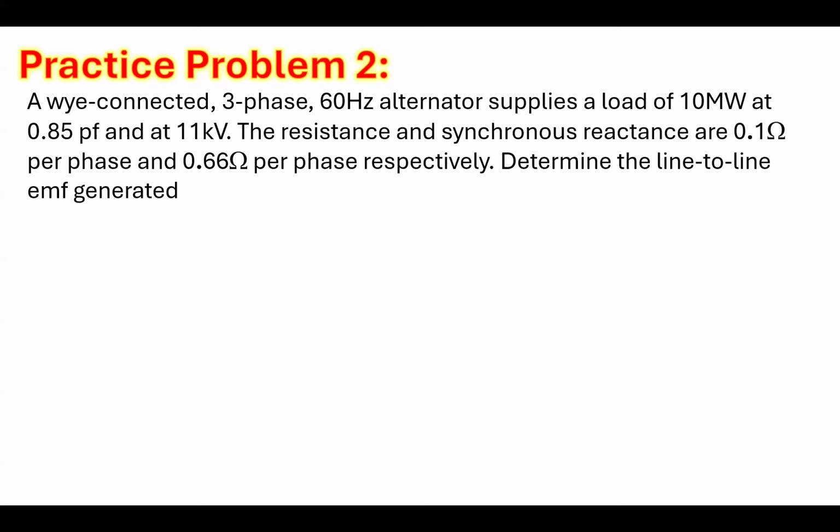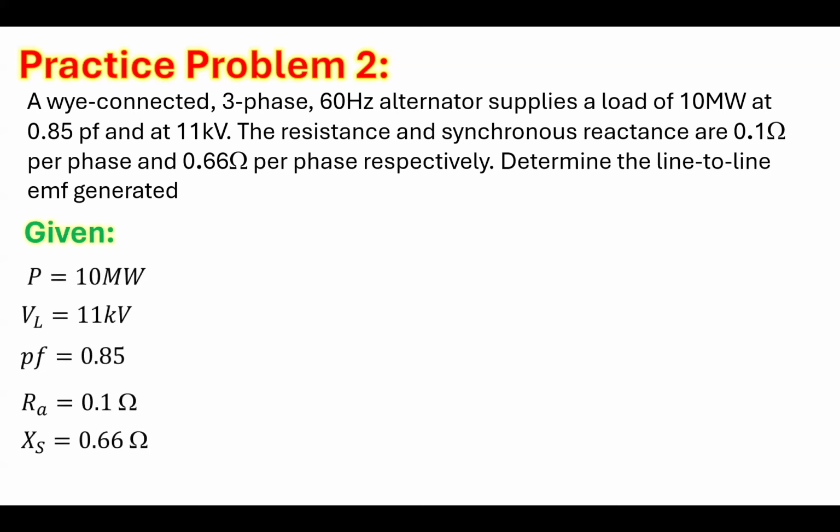So for practice problem number 2, a Y-connected 3-phase 60 Hz alternator supplies a load of 10 megawatts at 0.85 power factor and at 11 kilovolts. The resistance and synchronous reactance are 0.1 ohms per phase and 0.66 ohms per phase, respectively. Determine the line-to-line voltage generated, or the EMF generated.